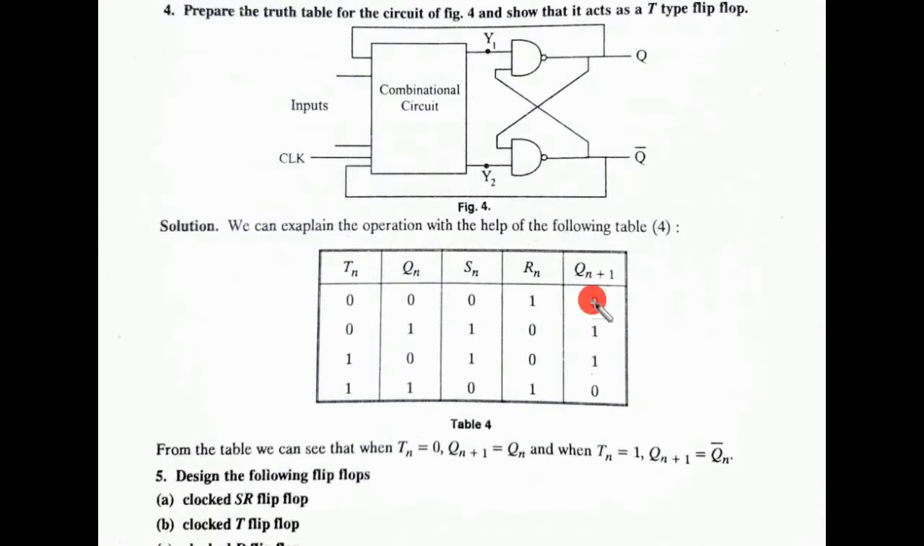Qn and Qn plus 1 are again equal. And when Tn equals 1, the next state Qn plus 1 is the complement of the present state. So this table shows a toggle type flip-flop.